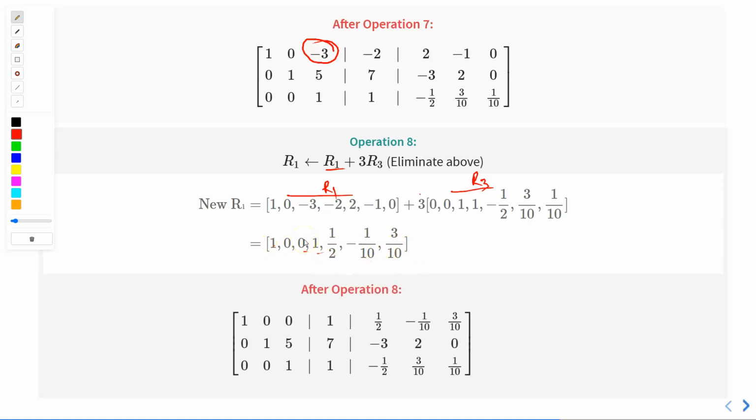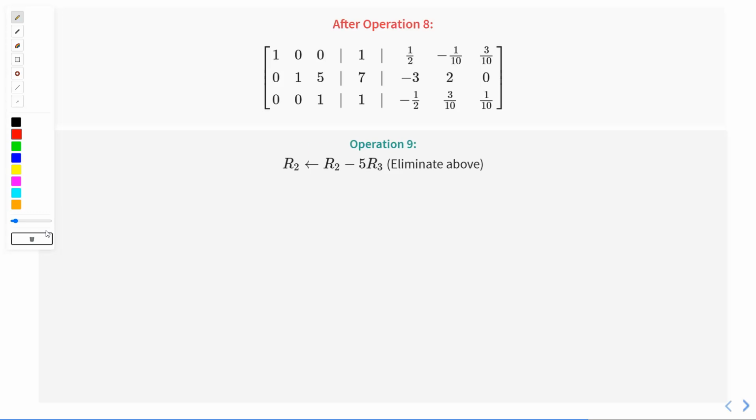So my new matrix after operation 8 will be 1 0 0 1 half minus 1 by 10 3 by 10. Now you can see this element becomes 0. Next, this should become 0, and then I'll get that I matrix. So for that I'll do operation 9, that is R2 minus 5 into R3.